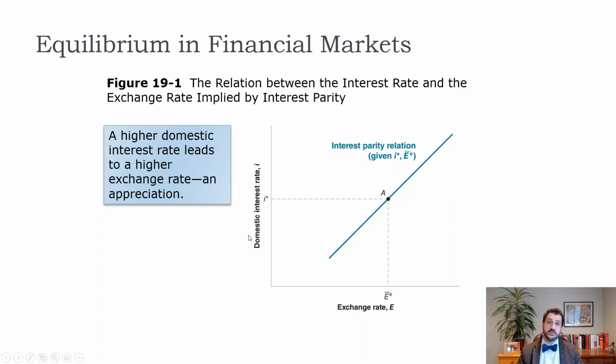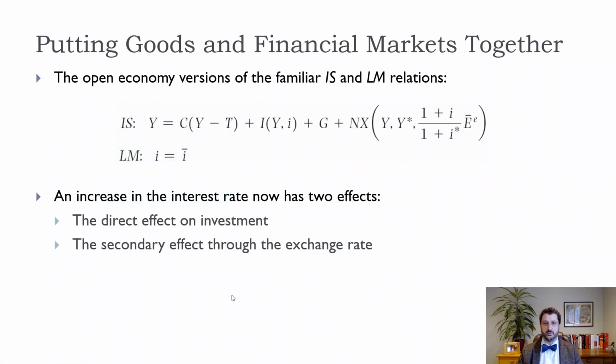But basically what this is saying is that when the Federal Reserve increases the interest rate, that is also going to increase the exchange rate as long as everything else stays the same. And when the Federal Reserve decreases the interest rate, that is going to decrease the exchange rate. And so that's going to be the key piece in our Mundell-Fleming model.